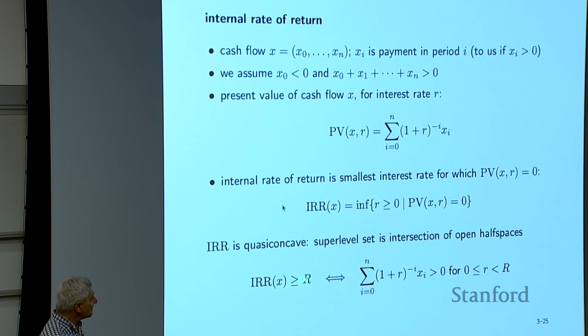And for the IRR to be bigger than R, this thing has to hold. You have to be in a family, in an intersection of a set of open half spaces. That's convex. Everybody follow this?